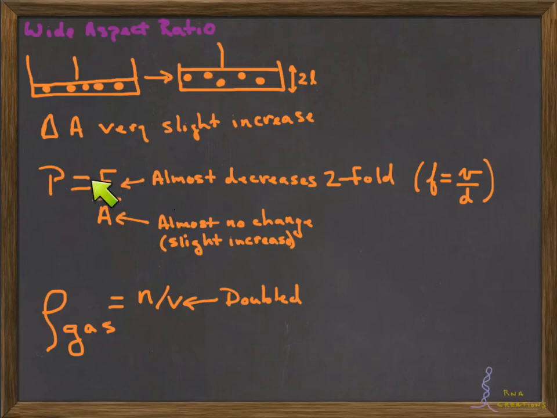Yet the pressure still decreases twofold because the denominator increases slightly. So we see once again that the pressure exactly decreases by a factor of 2, just like we know that it must from the ideal gas equation.